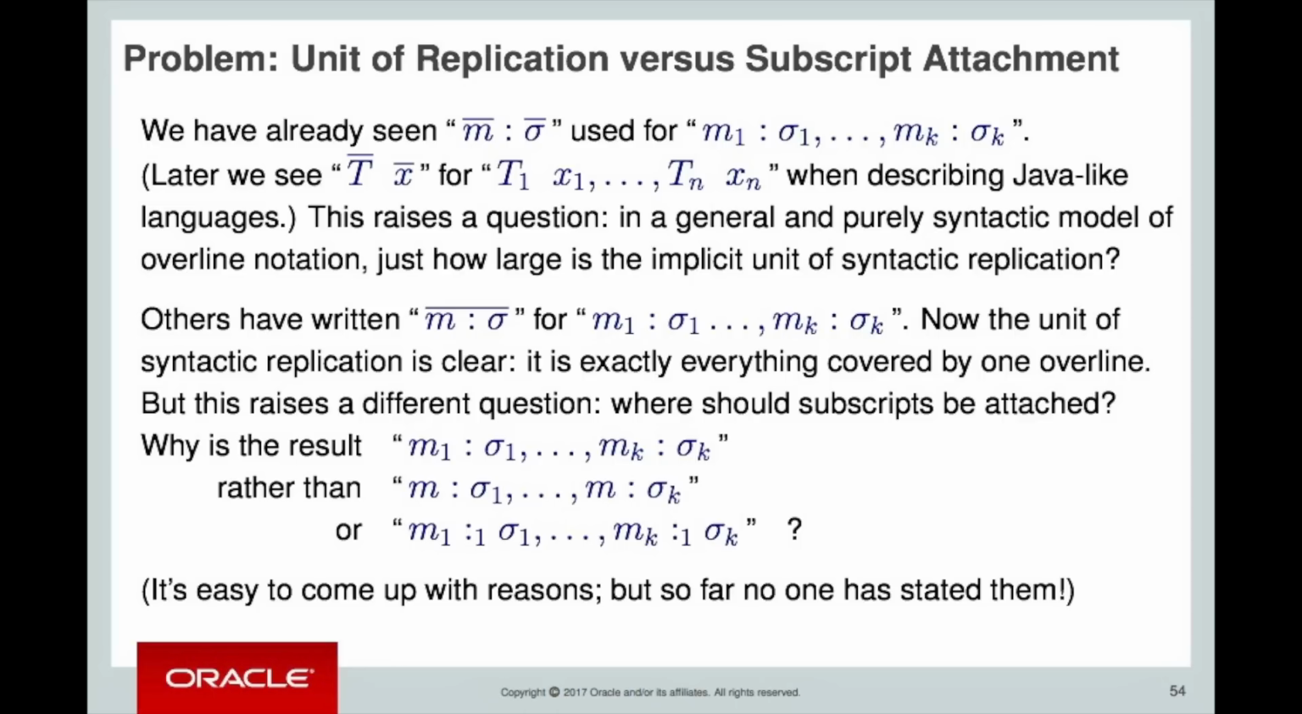Now others have written m colon sigma with an overline over the whole thing to mean that same thing. Now the unit of syntactic replication is clear. What you're replicating is m colon sigma. But now this raises a different question. Where should the subscripts be attached? Why should the result be m1 colon sigma 1 rather than, say, replicating the whole thing, m colon sigma, and attaching just one subscript, which had been sort of the prior syntactic model? Or why shouldn't we attach a subscript to the colon as well as to the letters? Now, we can invent reasons for this, but no one had written them down yet. These are being taken for granted.